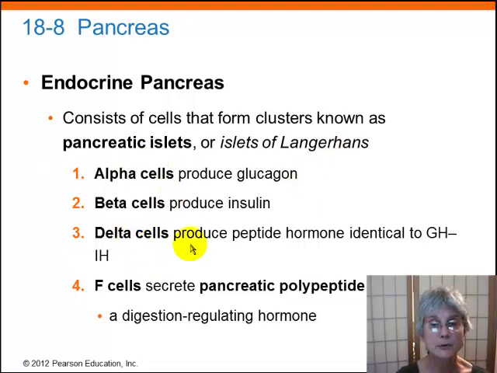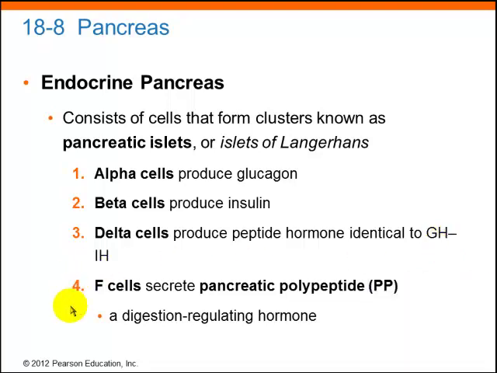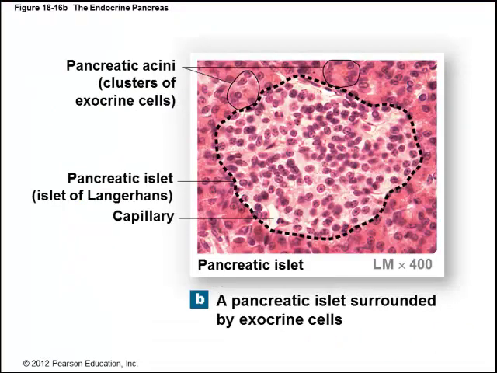The delta cells produce a hormone that is the same hormone that the hypothalamus secretes to inhibit growth hormone. Growth hormone is involved in, of course, growth, but it does have a role to play in mobilizing glucose reserves, so there's a regulatory element here in the pancreas. Our F cells secrete a hormone that regulates digestion, so we'll worry about digestive hormones when we do the digestive system. So here you see a micrograph showing you one of these little clusters called the pancreatic islets. If you were a trained microscopist, you could tell which ones were the alpha and beta cells. For the purposes of this course, it doesn't really matter.